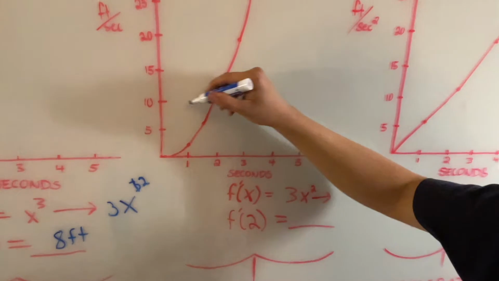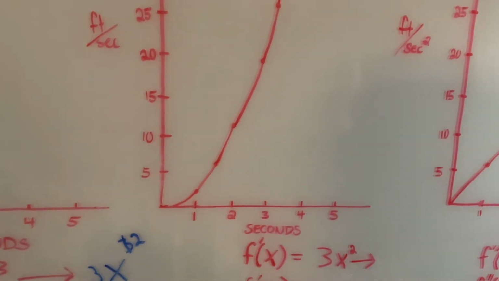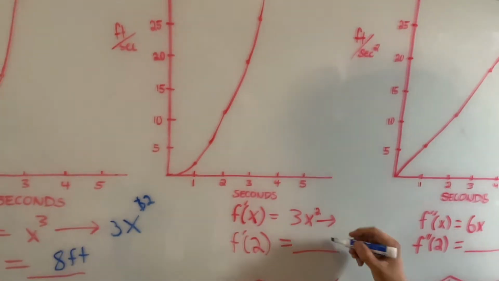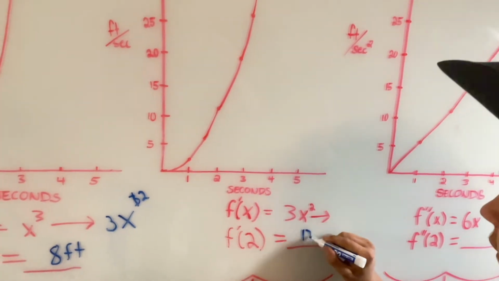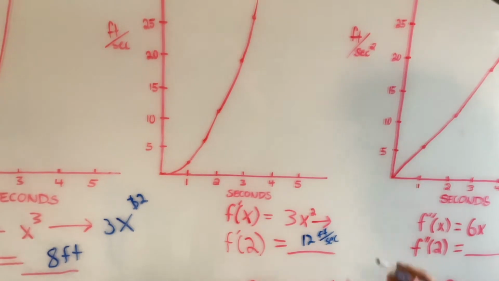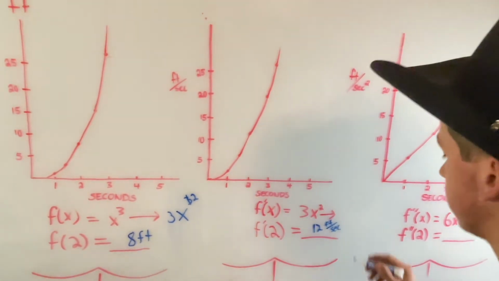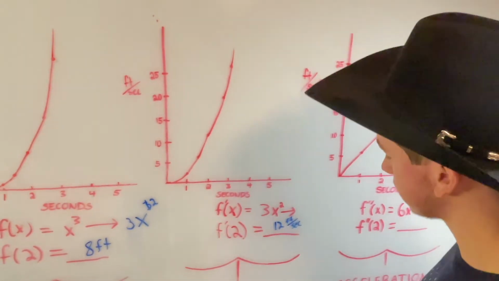Well, we draw a line up here, we can guesstimate, or we can just plug in 2 into our new velocity function, and it will tell us how fast we're moving at 2 seconds after we started moving. So 2 squared is 4 times 3 is 12 feet per second. So the first answer was how many feet away we are, and the second answer's units are how fast we're moving away from where we started.